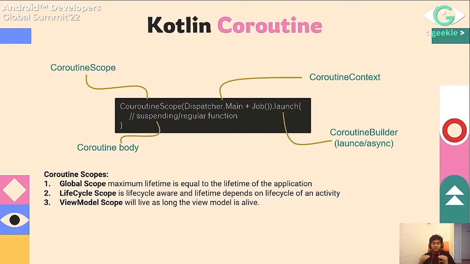The next scope is the lifecycle scope, which is pretty similar to the global scope, but the only difference is that when we use the lifecycle scope, all the coroutines launched within the activity also die when the activity dies. It is beneficial as our coroutines will not keep running even after our activity dies. So the lifecycle scope depends on the lifecycle of an activity. Then there is the ViewModel scope. The ViewModel scope will live as long as the ViewModel is alive.